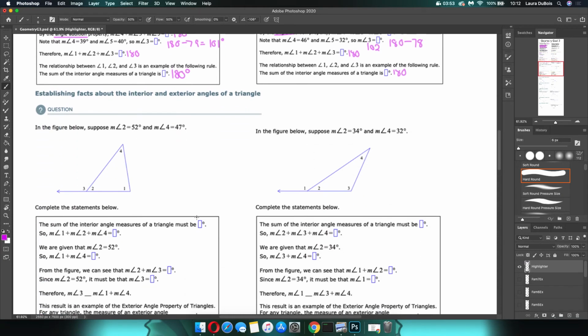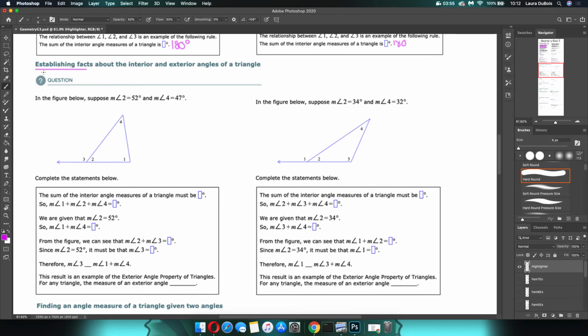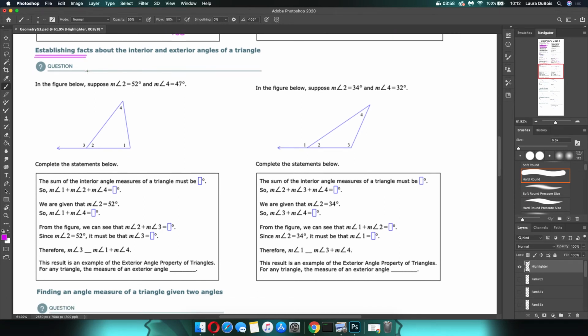Moving on. There is another establishing facts, again, getting ourselves comfortable with the repetition. Here, what they're trying to do is interior and exterior. So again, we have some vocab words. If it is inside the triangle, we consider it interior. If it is outside, we consider it exterior. So that's the setup. Interior, inside a triangle, exterior, outside of a triangle. I sort of assume that's a no-duh, but just in case.